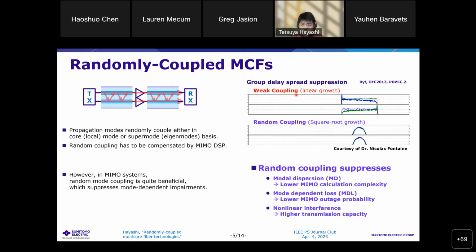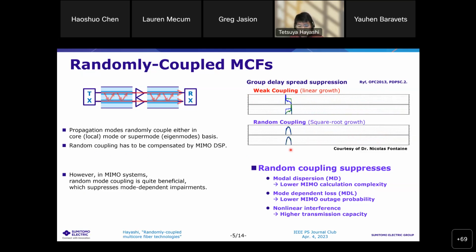So this is an example of a group delay spread along the fiber propagation. In the weakly coupled regime, the DGD, differential group delay, grows linearly along the fiber length. But in the randomly coupled regime, DGD grows with a square root proportion to the fiber length.